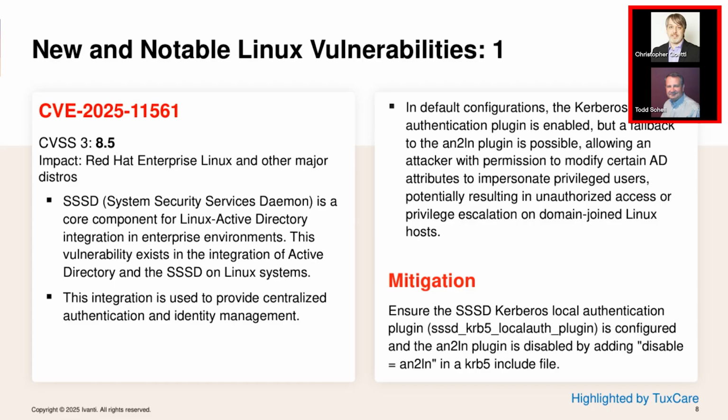So the mitigation in this case is to ensure that the SSSD Kerberos local authentication plugin is configured and the AN2LN plugin is disabled by adding the disable an2ln into your KRB5 include file. So that's your mitigation option there, or look to your distribution of Linux that you're running and make sure that you get up to a level that resolves that vulnerability.